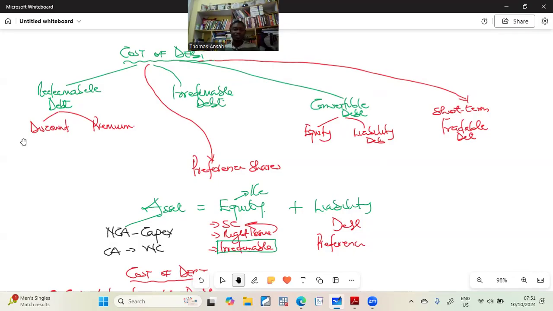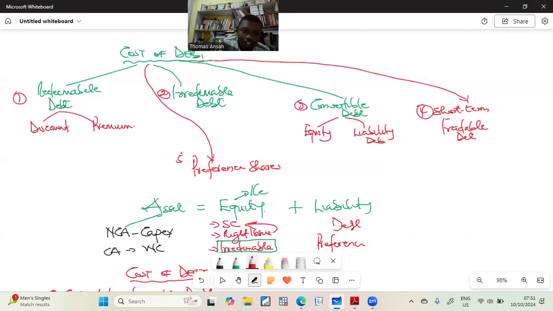Then we have convertible debt, which has an equity component and a liability component. And here we are going to see how conversions will be done. We also have the short-term tradable debt. So we are looking at basically 1, 2, 3, 4.